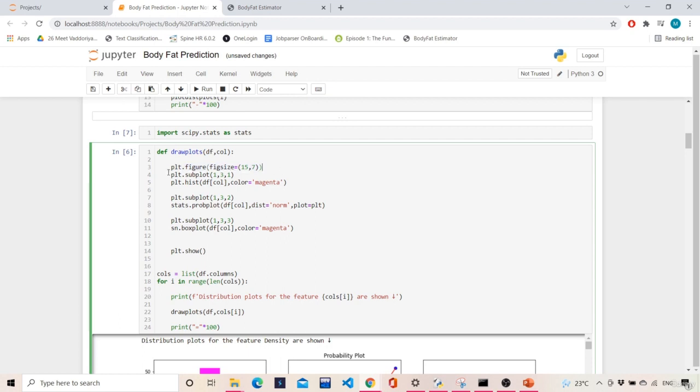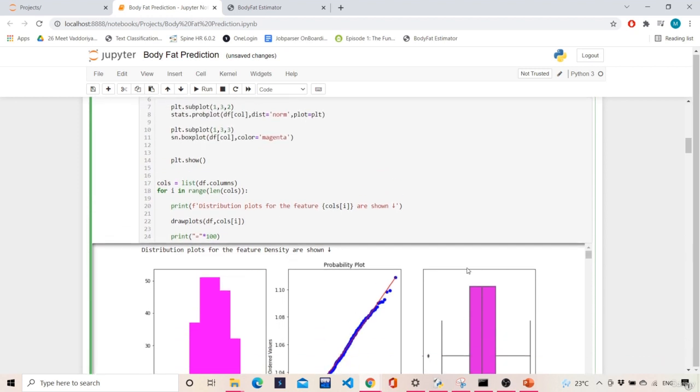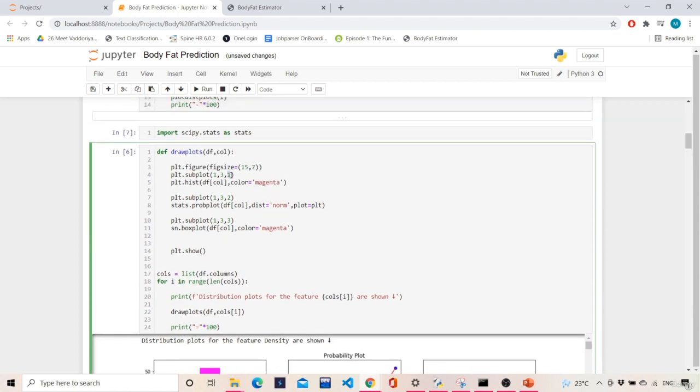First I'm going to make my figure, that is plt.figure, and then I'm going to make subplot 1, 3, 1. What this means is 1 is the row and 3 is the columns. So 1 row, 3 columns, and from that I'm selecting the first column for plotting the histogram. As you can see here, in 1 row this is column number 1, column number 2, and column number 3. So in column number 1 I want to plot the histogram, which is why I kept column number 1 over here.